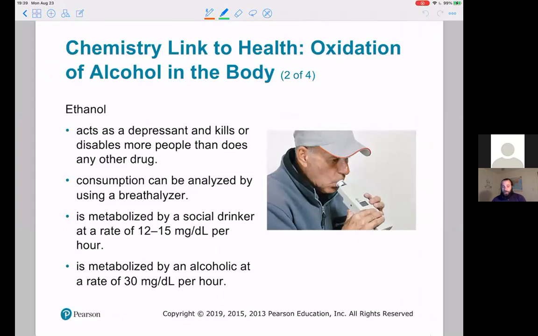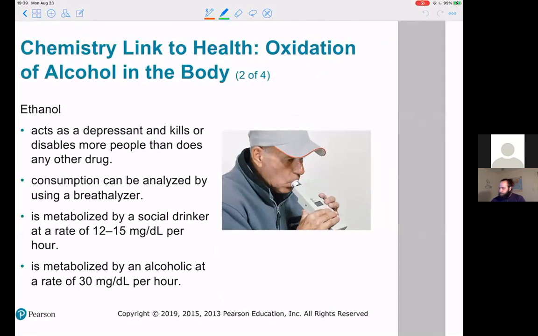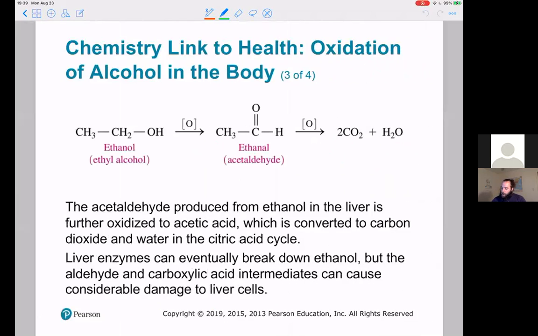Ethanol, the body gets rid of the same way, but the products that are formed aren't quite as toxic. Okay, so ethanol can be oxidized to ethanal, going from a carbon-oxygen single bond to a double bond here. Ethanal is not great for you. Your liver is not very happy about it, but it's not as toxic as formaldehyde.